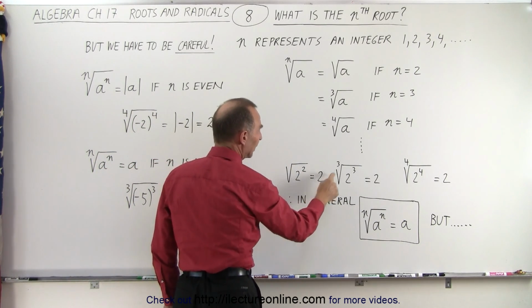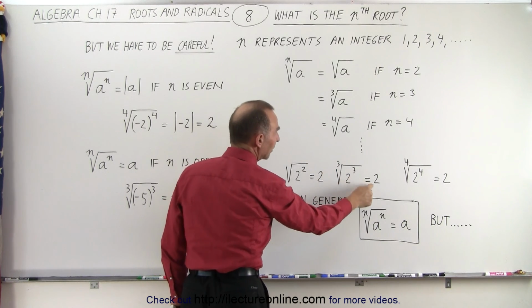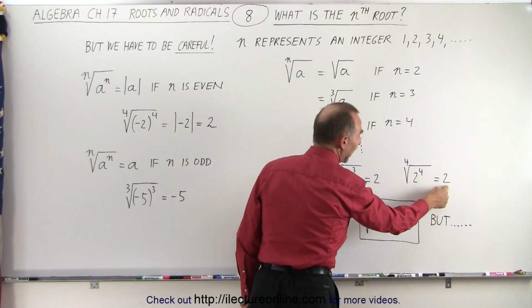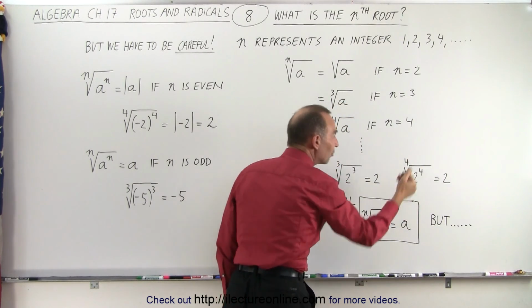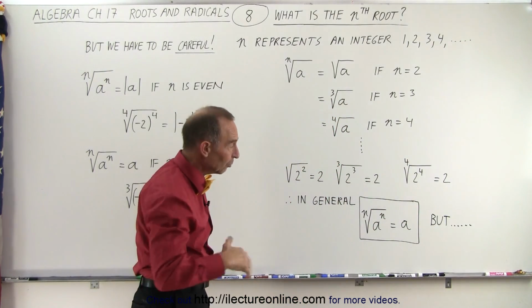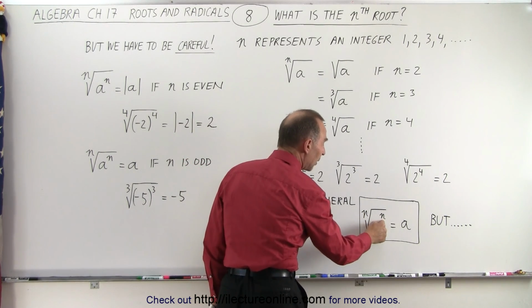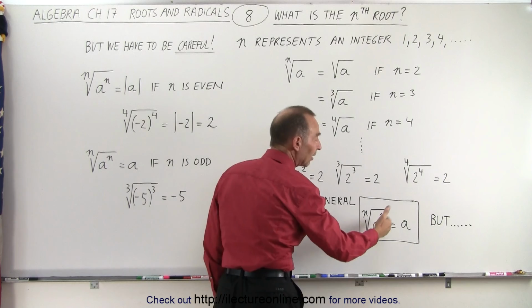We also have to understand that if we take the square root of 2 squared, we get back 2. If we take the cube root of 2 cubed, we get back 2. If we take the fourth root of 2 to the fourth power, we get back 2. In other words, the root negates the exponent. And so in general, we can say that the nth root of something raised to the n power simply gives back that something, in this case a.